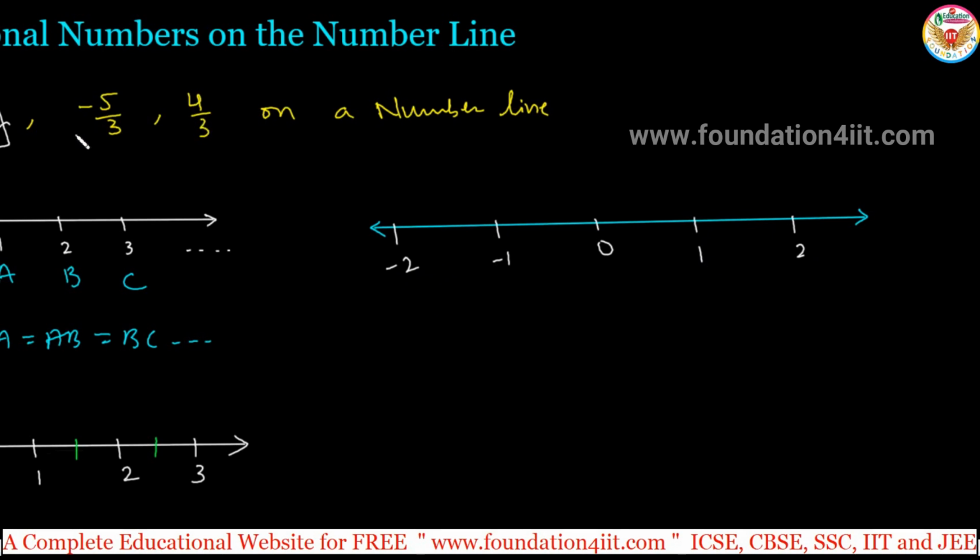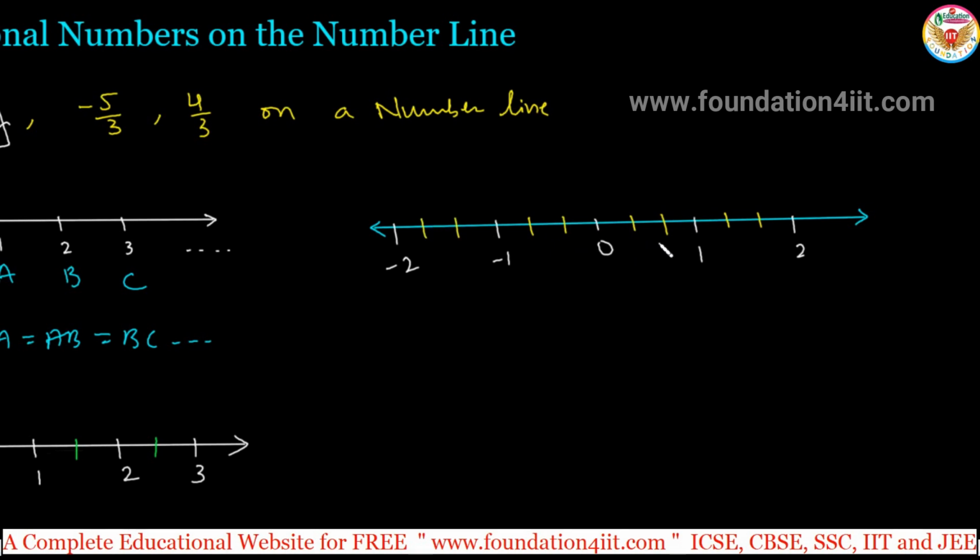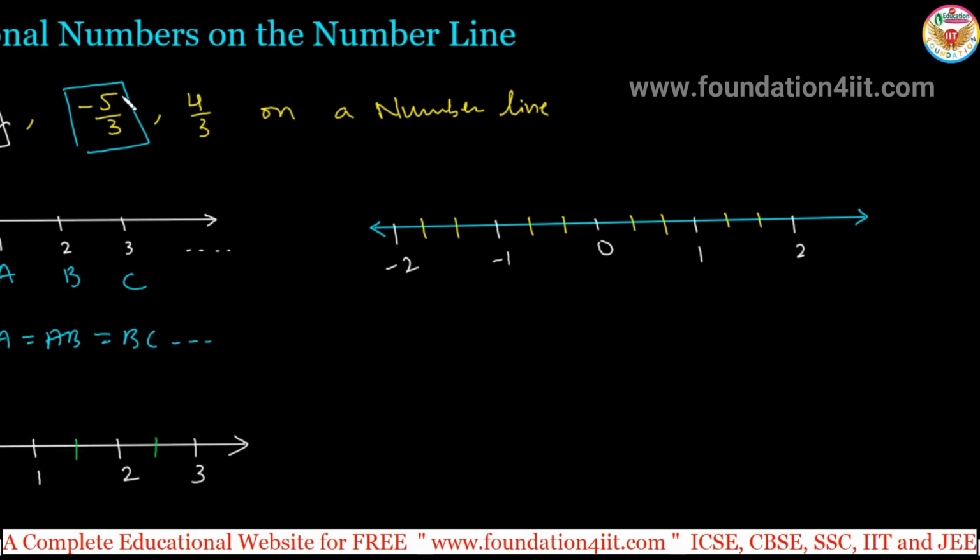Because the denominator is 3, we need to make 3 equal parts between every point. Between 0 and 1, 3 equal parts. So 1, 2, 3, 3 gaps exactly. If we make 2 lines, 3 parts will come. Same here also, 1, 2. You can make 3 equal parts between 0 and 1, 1 and 2, or minus 1, minus 2, 0 to minus 1. Based on the denominator we should make the parts. Now according to the numerator we should find out the point position.